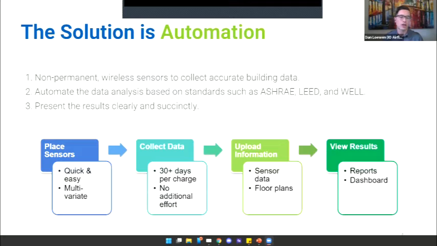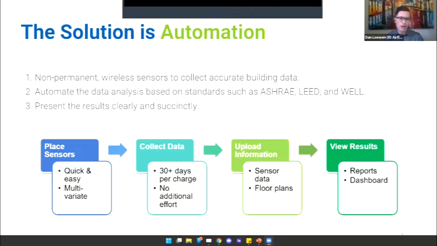So our solution is automation. We use non-permanent wireless sensors to collect accurate and relevant building information. The sensors are quick and easy to place, not install. You don't need any wires. They're not affixed to a wall, so low impact, and they're all multivariate. So they can collect temperature, pressure, CO2, and any other relevant variable that you might track.